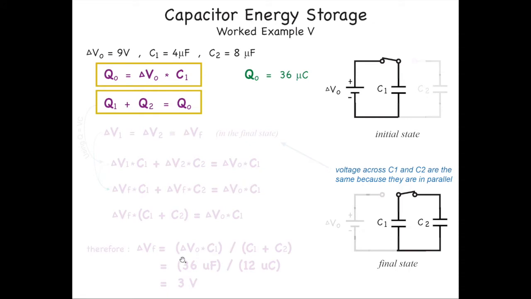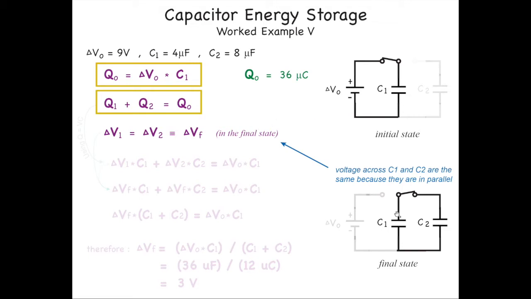All right, so the equations that we've agreed on so far: Q0 is just V0 times C1, and Q1 plus Q2 in the final state have to equal Q naught in the initial state. All right, so that's what we start with. We also know one other constraint.